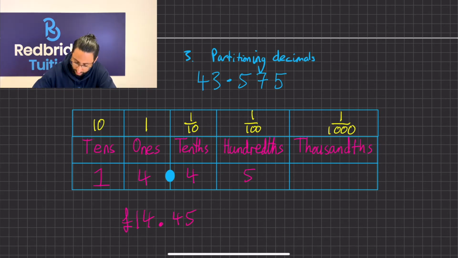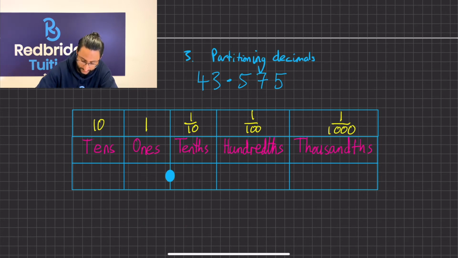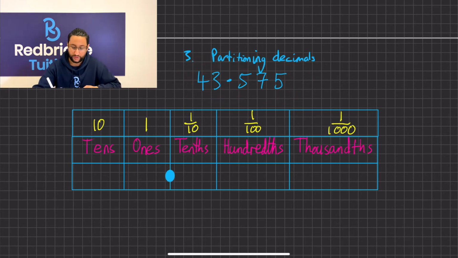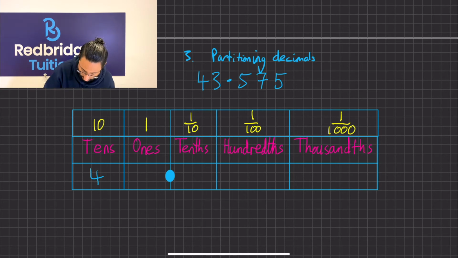Okay, so I did prepare a number here earlier that goes to 3 decimal places. Obviously, we know money doesn't go that far. But we've got a number here which we can use. That number is 43.575. Let's start with our integers, because we know them already. Our integers are everything on the left-hand side of the decimal point. So in this case, it's 43. So 43 can be partitioned into 4 tens and 3 ones, which equals 43.